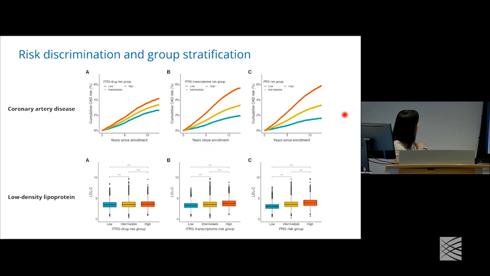And then for quantitative traits, we also divided the sample into three different groups using the same cutoff: the lowest 10%, highest 10%, and the middle. And we compared the quantitative traits between different risk groups, and we can see a separation between groups.